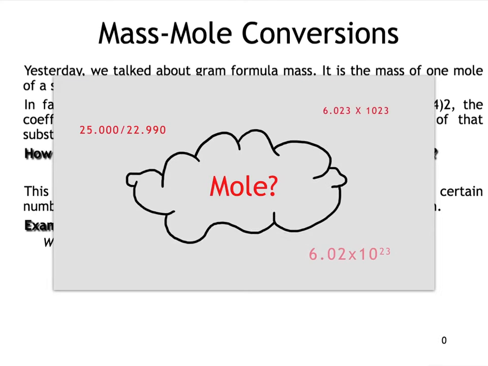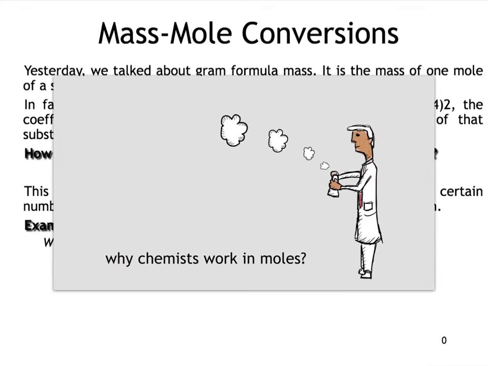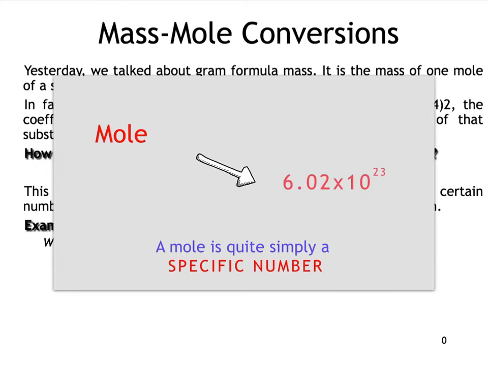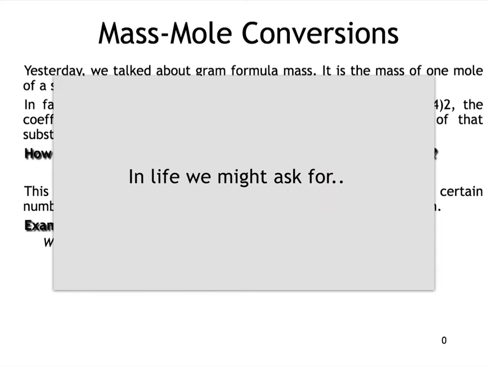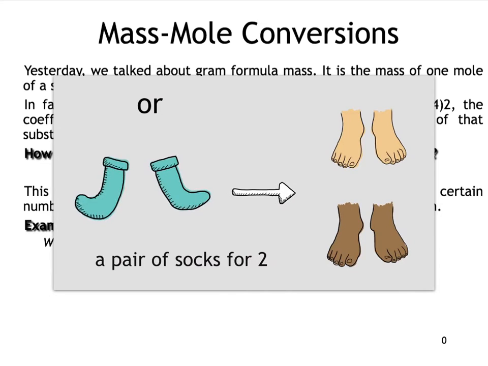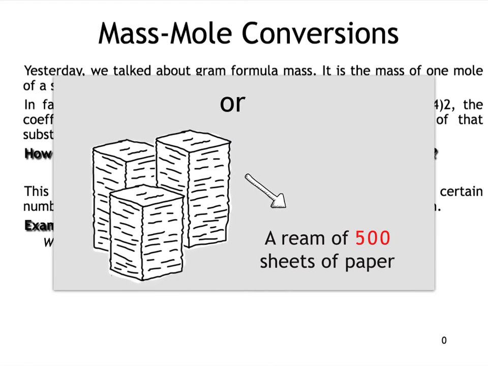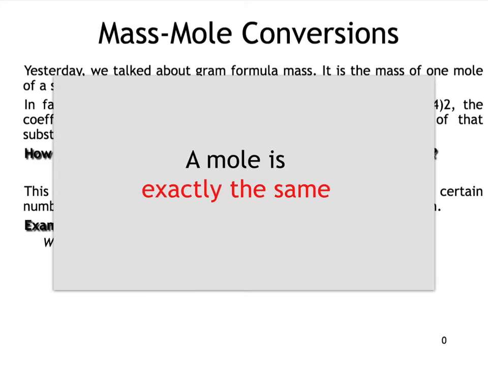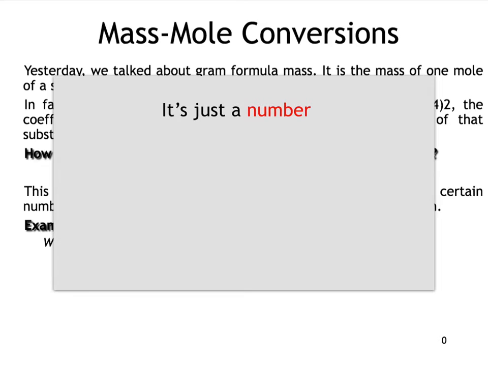In this video, you will learn what a mole is, and why chemists work in moles. A mole is quite simply a specific number. In life, we might ask for 12 or 1 dozen eggs, or a pair of socks for 2, or a ream of 500 sheets of paper. A mole is exactly the same. It's just a number, and is specifically 6.02 times 10 to the 23.